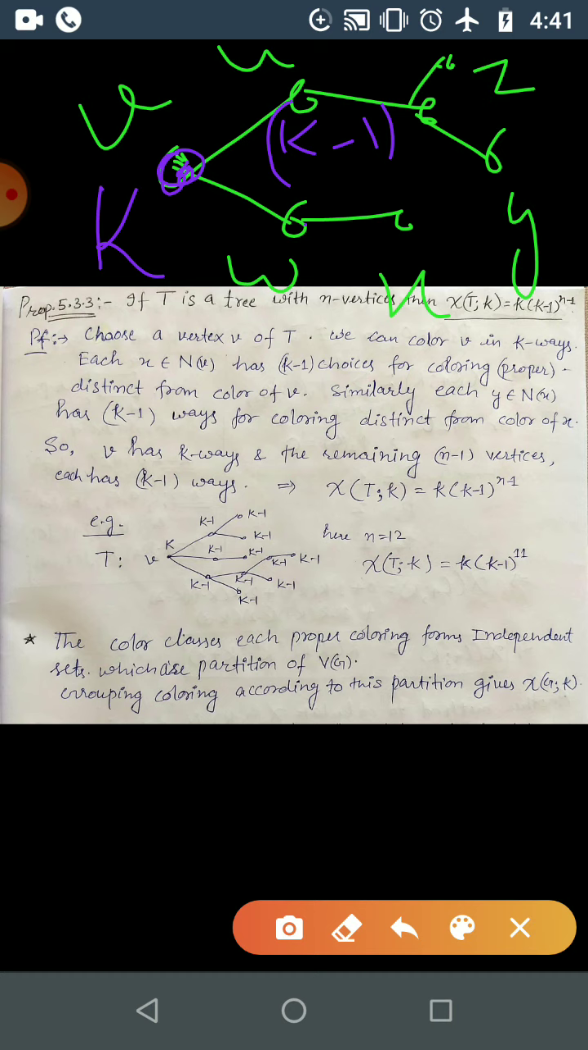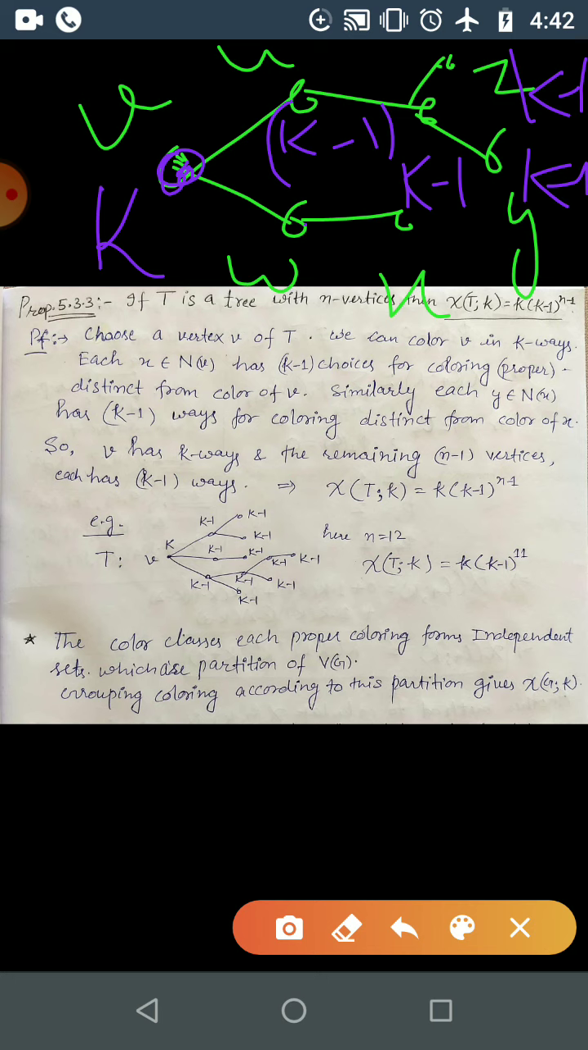And W is not adjacent with U and only adjacent with V. So here we can use all the colors except the color of V. So here again, total colors are k, it will be k minus 1, okay? Again, for X, how many colors? Except the color of W you can use all other colors. So all other colors will be k minus 1. So like this, everywhere we are using k minus 1 number of colors.